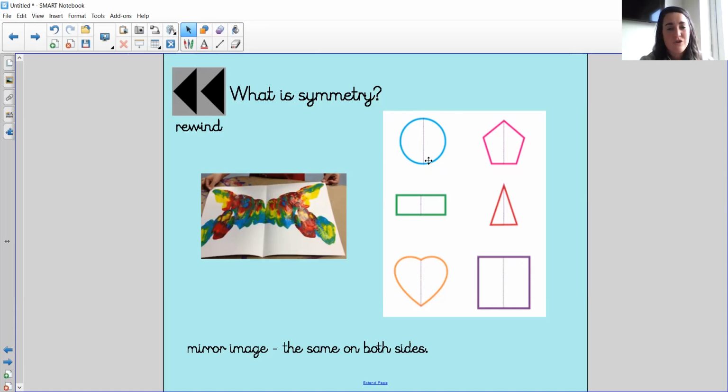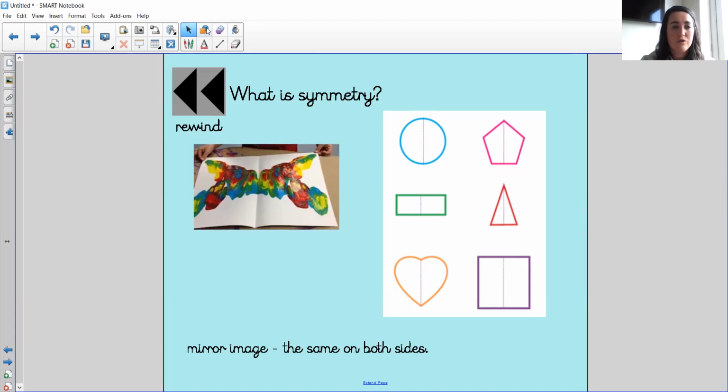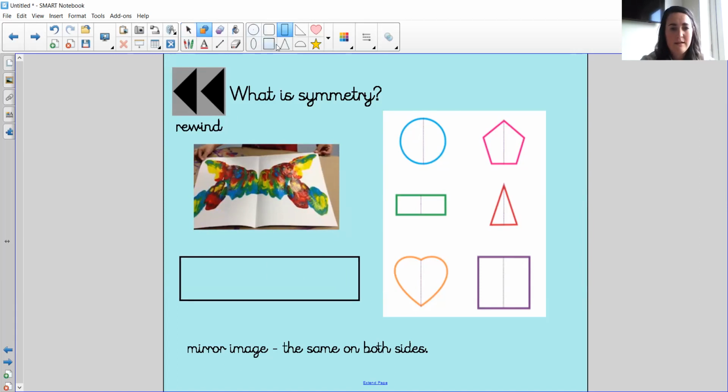If the shape does not. So for example, if I was to draw a shape like this, and I cut it down the middle, actually I fold it here. Does that make it a line of symmetry? What do you think? Thumbs up, thumbs down. Perfect, thumbs down. Because actually, if I folded that piece of paper here, I'd have a lot more left over on this side.